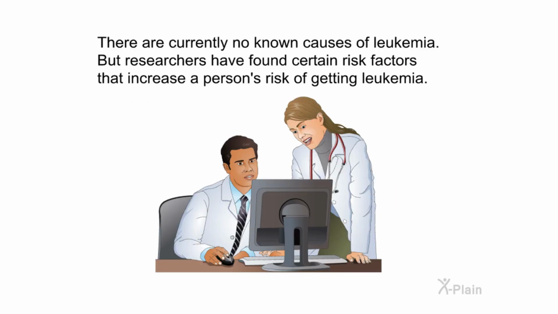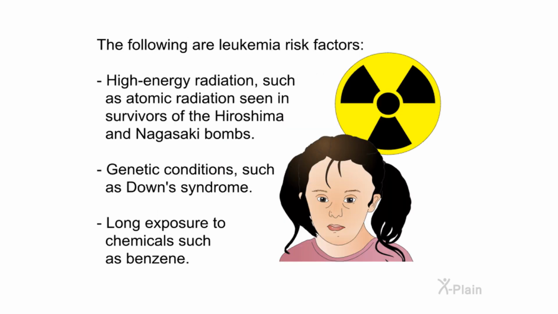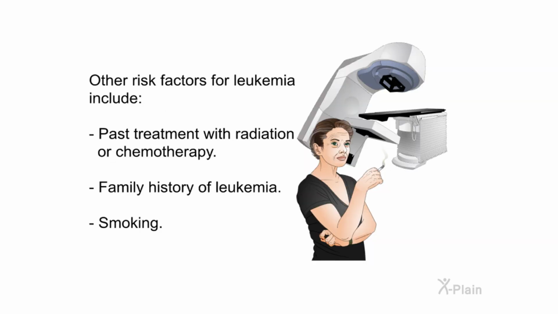There are currently no known causes of leukemia, but researchers have found certain risk factors that increase a person's risk of getting leukemia. The following are leukemia risk factors. High-energy radiation, such as atomic radiation seen in survivors of the Hiroshima and Nagasaki bombs. Genetic conditions, such as Down syndrome. Long exposure to chemicals such as benzene. Other risk factors for leukemia include past treatment with radiation or chemotherapy, family history of leukemia, and smoking.